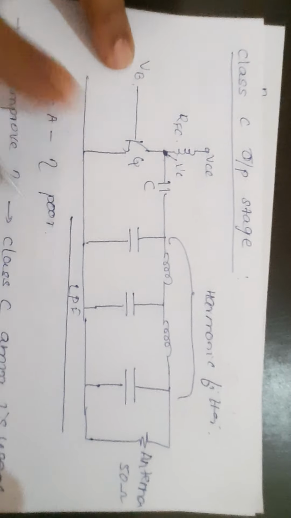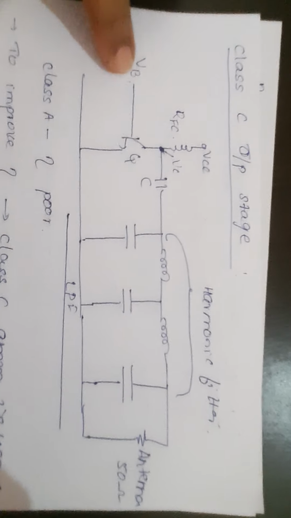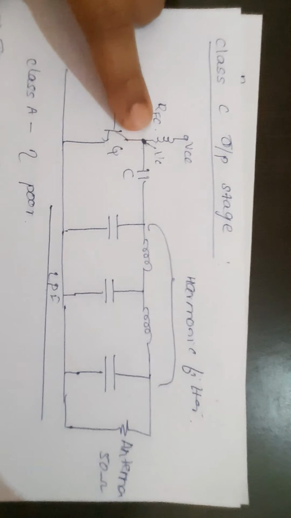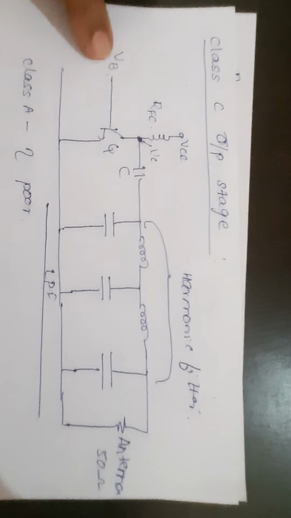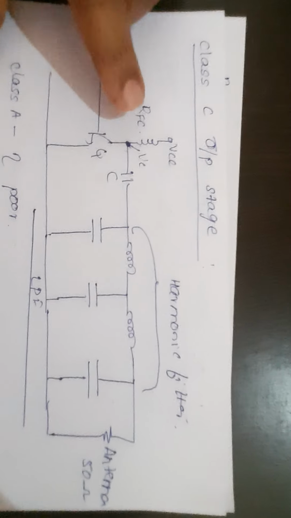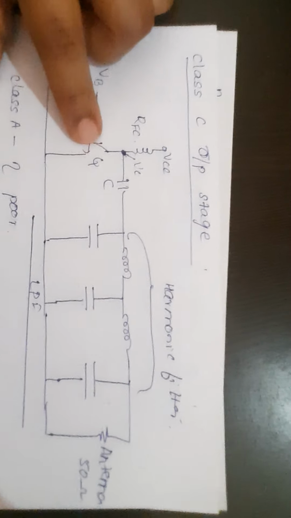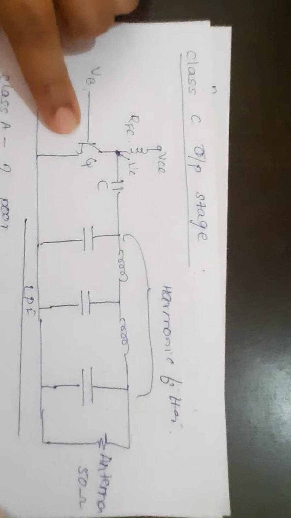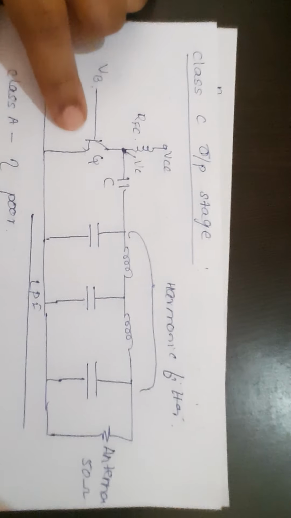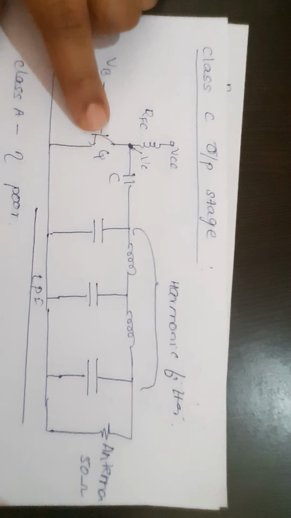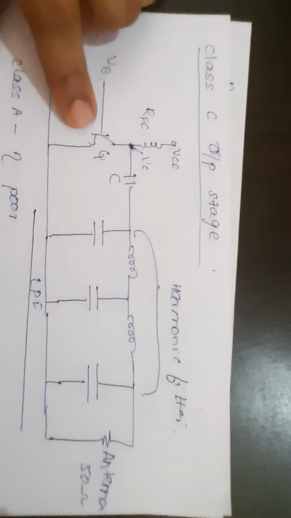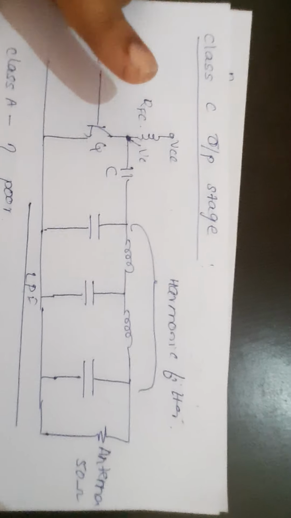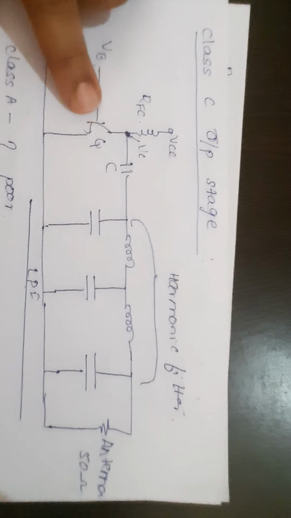When VB is 0, the transistor is off, current is less, it dissipates less power. When this is positive, more than the cut-in voltage, it is on, but the voltage across the transistor is small, so again it dissipates low power. It dissipates low power when it is off and when it is on. Hence, the efficiency of Class C amplifier is more than the efficiency of Class A amplifier.